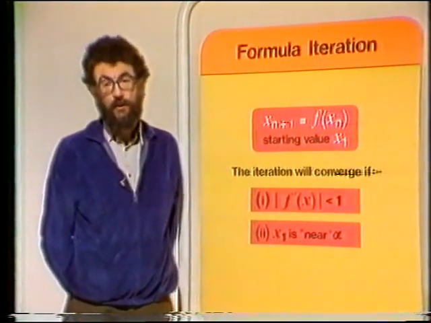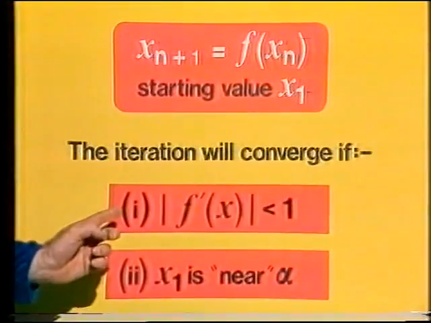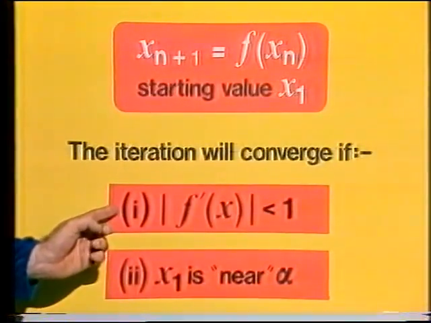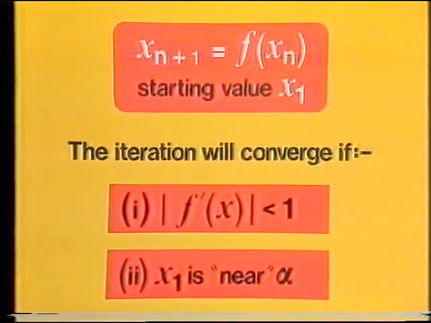So now we have 2 conditions to check for a guarantee of convergence. The first condition is essentially a check on the function itself. The second condition is a check on the starting value. Between them, these two conditions will guarantee us a convergent sequence.